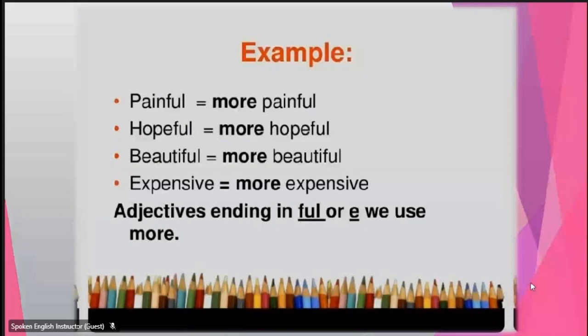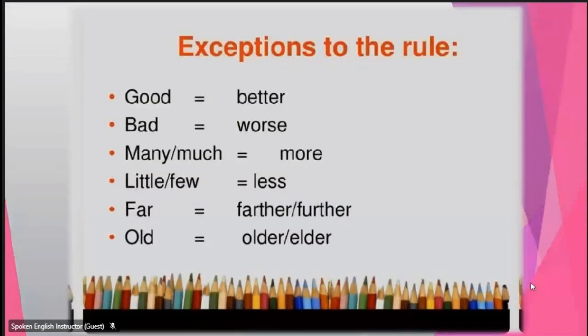grip on these degrees. Painful became more painful, hopeful more hopeful, beautiful became more beautiful, expensive became more expensive. But exceptions are everywhere. As you can see on the screen now, we have a few exceptions that say good became gooder. No, good, gooder, goodest. It's not like that. It's not the rule that we just simply add er in order to make it comparative and superlative degree. That is not applicable over here.